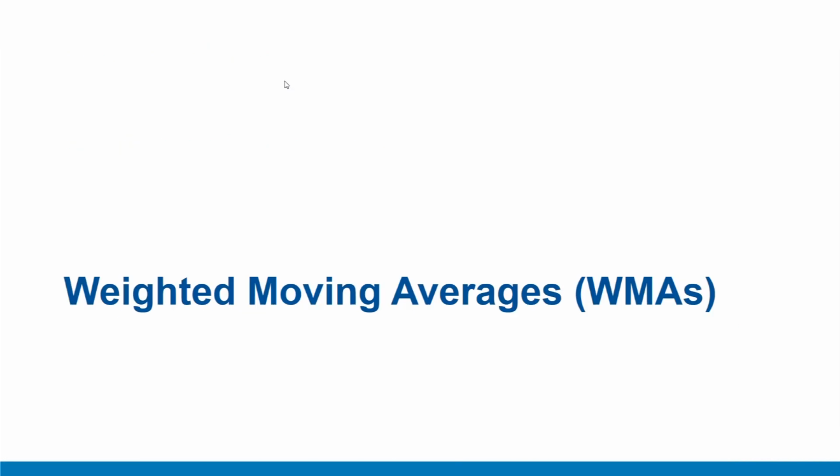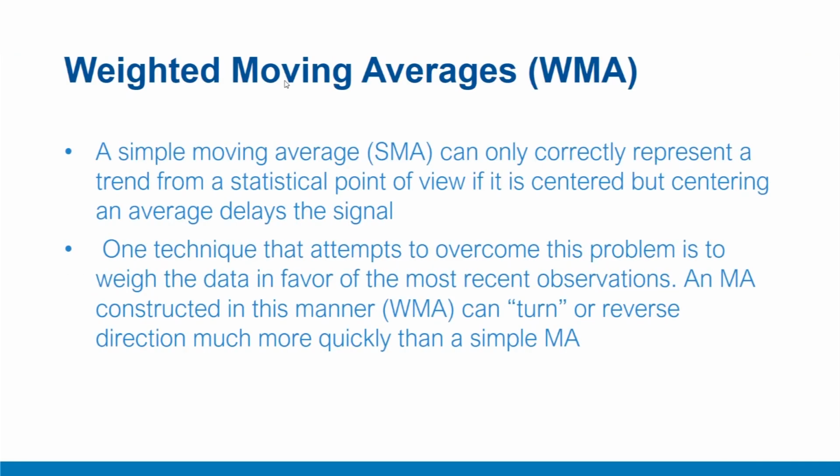Weighted moving averages, WMAs. In this video, we'll examine the concept of WMAs and their computation through a simple example. A simple moving average, SMA, can only correctly represent a trend from a statistical point of view if it is centered, but centering an average delays the signal. The reason being, all the observations in an SMA are given equal weightage, and therefore older observations drag the MA and make it less timely.